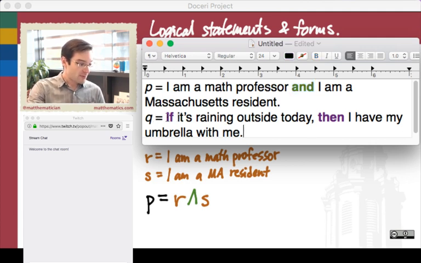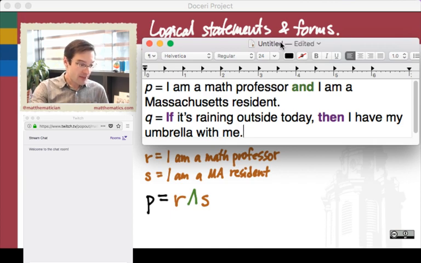So Q is the proposition, if it's raining outside today, then I've got my umbrella with me. It was raining earlier. I think it's probably stopped for the moment today. It was pouring this morning when I left the house. So that's why rain is a little bit on my mind. Plus it's one of those safe, neutral topics that you can bring in as an example to any math class and it can't possibly offend anybody.